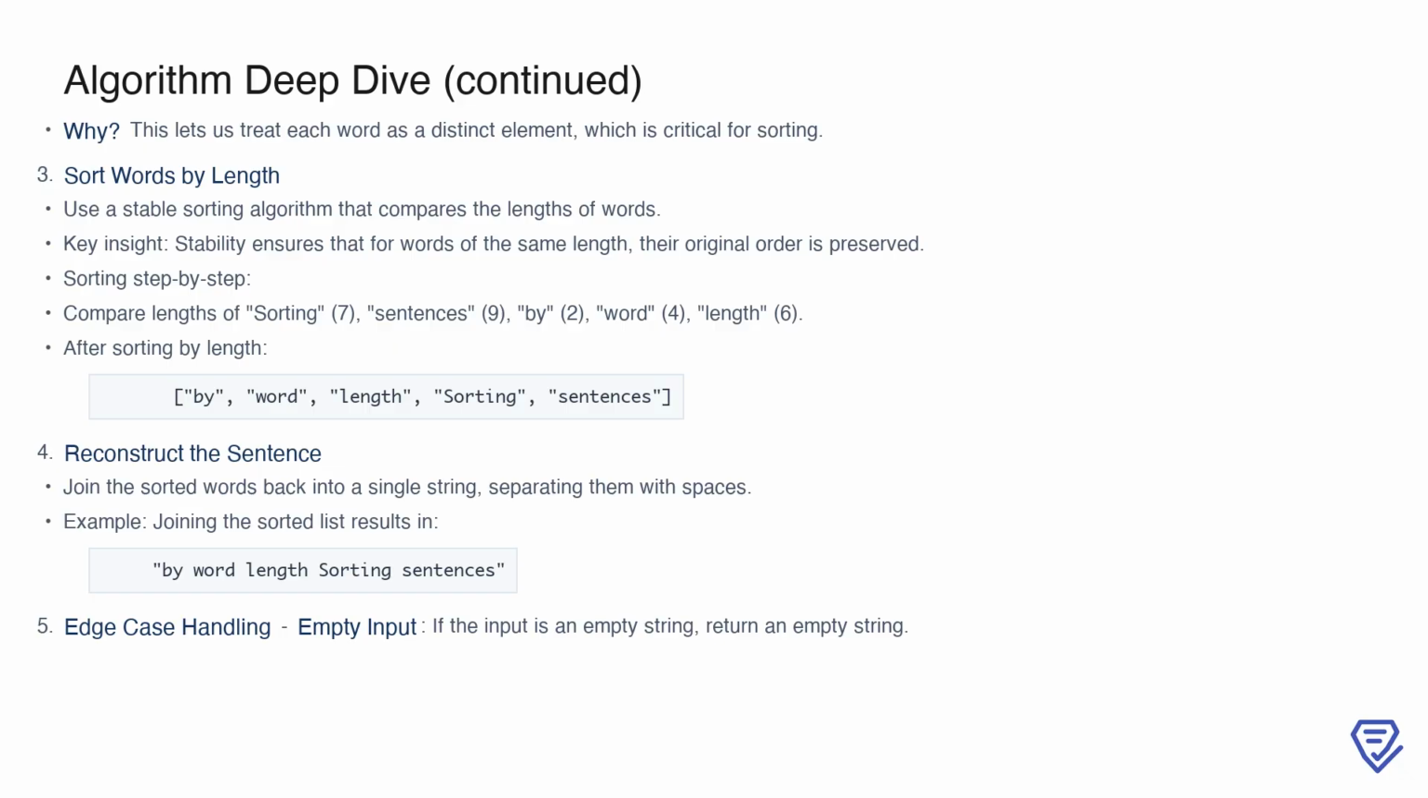unchanged. Once the words are sorted, the final step is to reconstruct the sentence. We do this by joining the sorted words back together using spaces as separators. This gives us the output string "by word length sorting sentences". We also need to handle edge cases, such as when the input is an empty string. In that scenario, we simply return an empty string as the output.